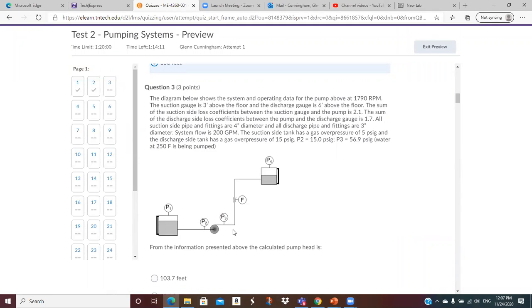Okay, so question 3, this was actually kind of a booger bear to calculate. You could do it in MEASUR, but anyway, you have this system with all this detail, and this is the pump operating at 1790. Suction gauge 3 foot above the floor, discharge gauge 6 foot. Sum of suction side loss coefficients between the suction gauge and the pump is 2.1. On the discharge side, the sum of the loss coefficients is 1.7. All suction side piping and fittings are 4-inch. On the discharge side, it's 3-inch. The flow is 200 GPM. Suction side tank has gas overpressure of 5 PSIG, and discharge side tank has overpressure of 15. And then I've given you gauge pressures across the pump.